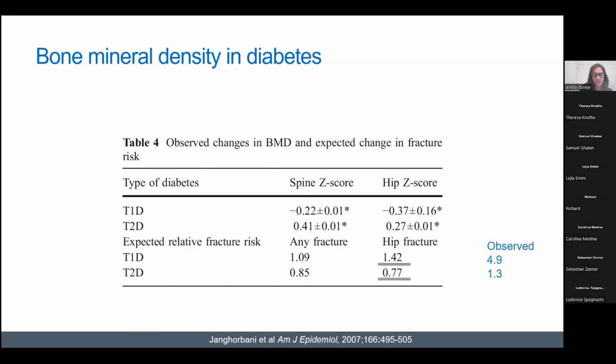So when you think about how we can translate this and what the expected fracture outcomes would be from these changes in bone density, for type 1 diabetes, the reduction would be about 0.3 of a standard deviation, and that would cause a hip fracture risk of 1.4. But we have observed the hip fracture risk to be above a 4.9-fold increase in our studies. For type 2 diabetes, we would expect a reduction in fracture risk because the BMD is higher in these people, but we observe an increase in fracture risk in type 2 as well. So we feel that bone density is just not explaining all of what we see with respect to fracture risk.